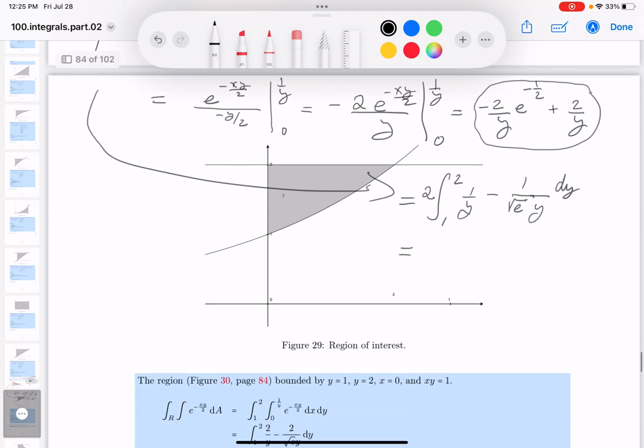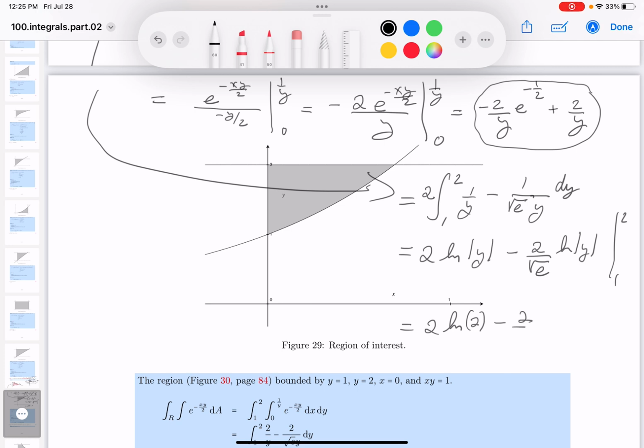Can I integrate that? I can. And what do you get? 2 natural log absolute value of y minus 2 over root e natural log of the absolute value of y, with the limits of integration going from 1 to 2. Let's plug it in. You're going to get 2 ln of 2, well, the absolute value of 2 is just 2, minus 2 over root e times the natural log of 2 again. And what's nice is that at 1, both of those terms evaluate to 0. So this is my answer.